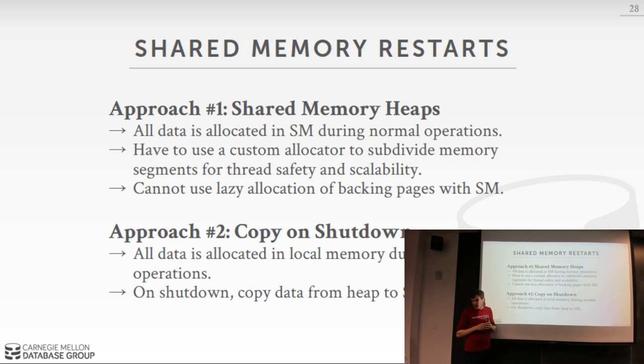And so the JEmalloc guy basically said that this won't work because you have to make major changes to your memory allocator to use shared memory, because you have to do things like subdivide memory up for thread safety and scalability. There are other issues too. In shared memory, all the memory you allocate has to be backed by physical pages immediately. If you malloc in your heap, the operating system will say you have that memory, but it hasn't actually mapped that virtual memory to physical memory yet.